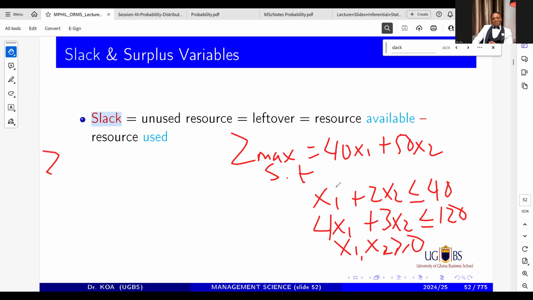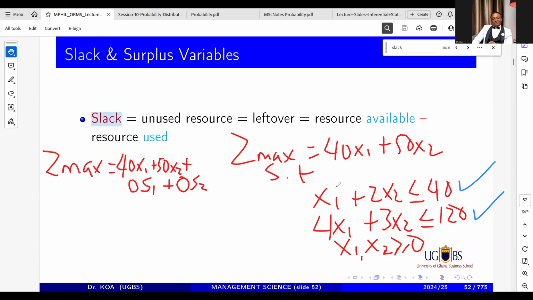So if I'm going to write this in the objective function by using the slacks, I will still have my 40x1 plus 50x2 plus 0s1 plus 0s2. Now, why s1 and s2? The s1 and s2 refer to only two constraints in the model. As you can see, the first constraint we have is the labor constraint, and the second constraint is a milk constraint. So because there are two constraints, there will be two slacks.